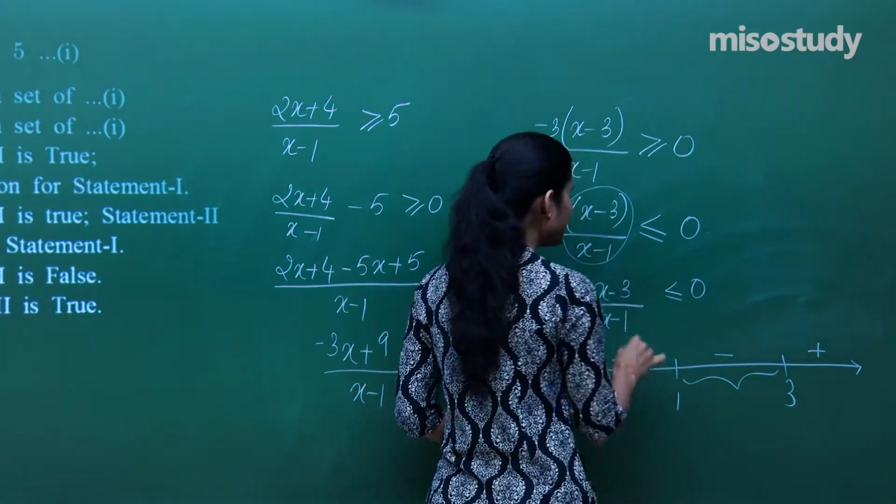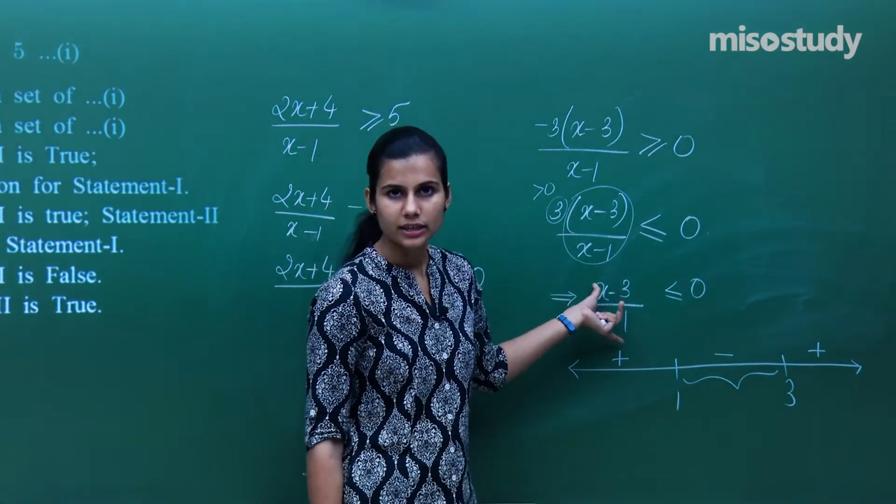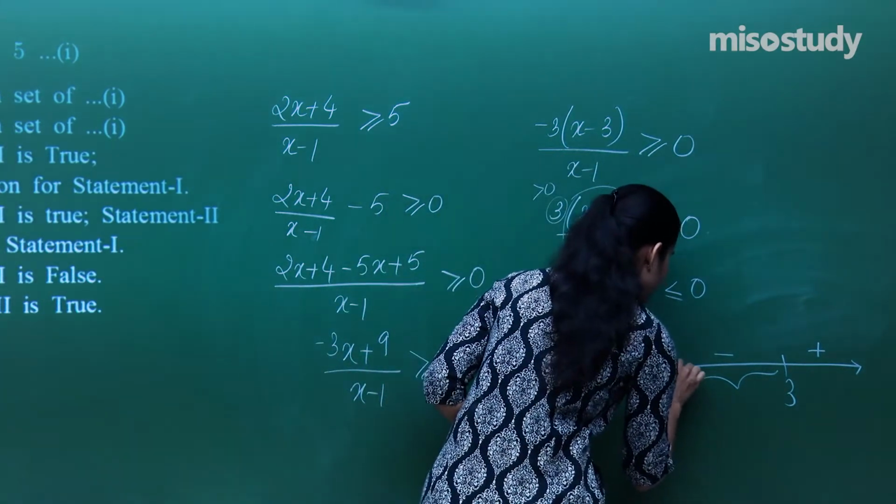When I take 1, my denominator is not defined. The denominator becomes 0, so my expression is not defined. It's not a real number. So I definitely cannot take 1 in from this region.